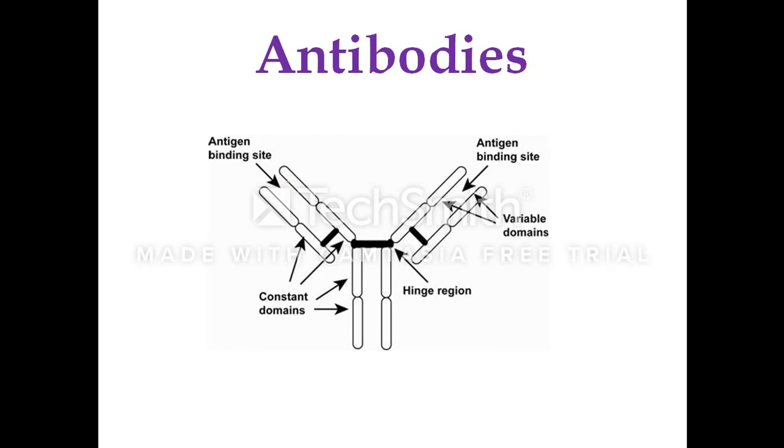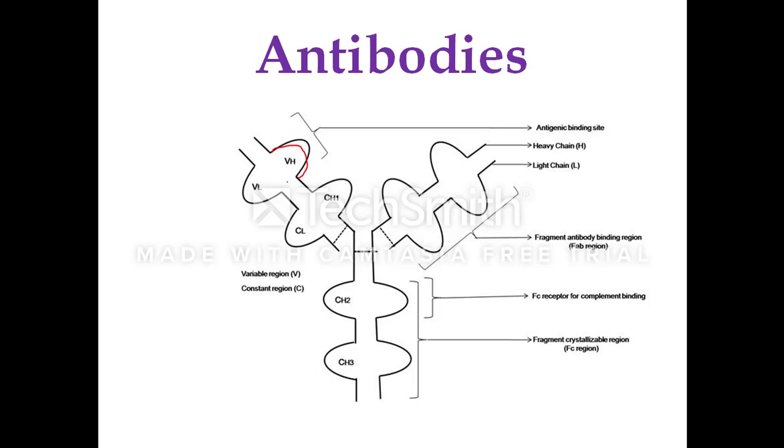There are short loops that connect the adjoining strands of each beta sheet. Amino acids in some of these loops are most crucial for antigen recognition. The light and heavy chain structures are almost similar.